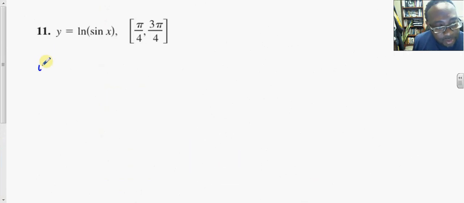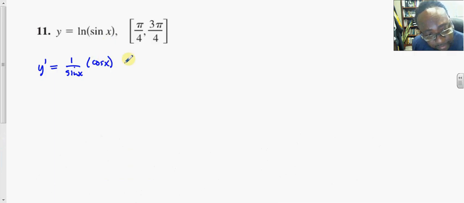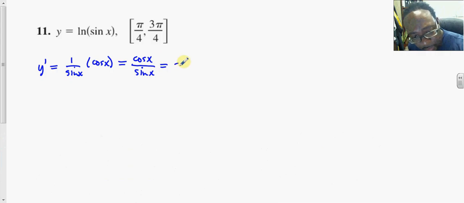So again, find the arc length. We need y prime. So this is the derivative of the natural log of something is 1 over that something times the derivative of that something. So this is 1 over sine x times the derivative of sine. We get cosine x. So here we get cosine x over sine x, which you know is no more than just cotangent x.